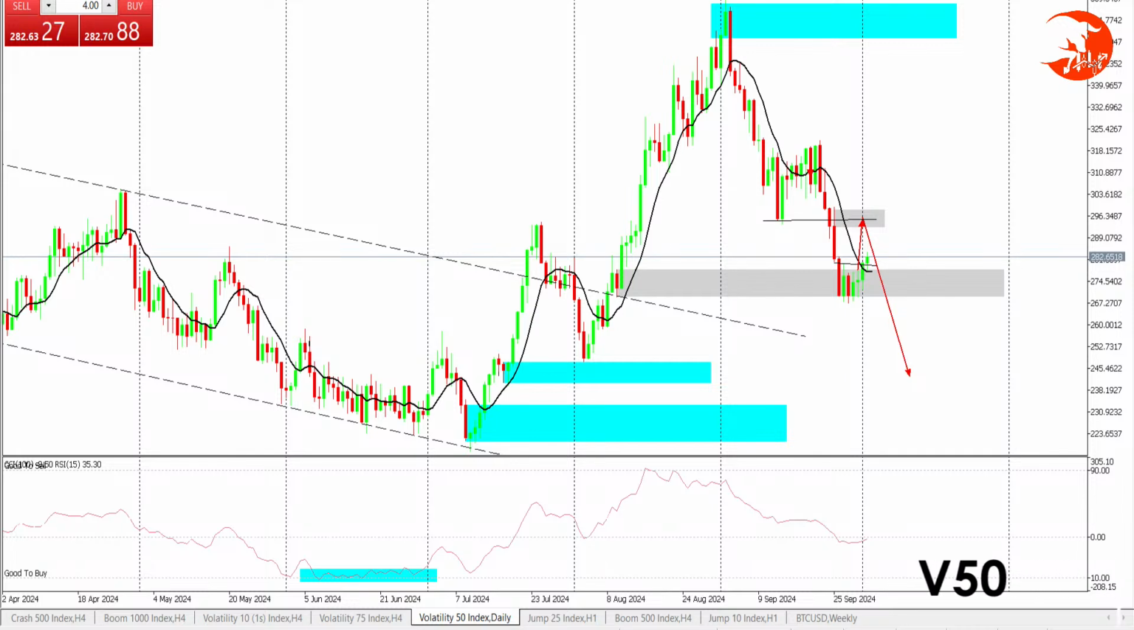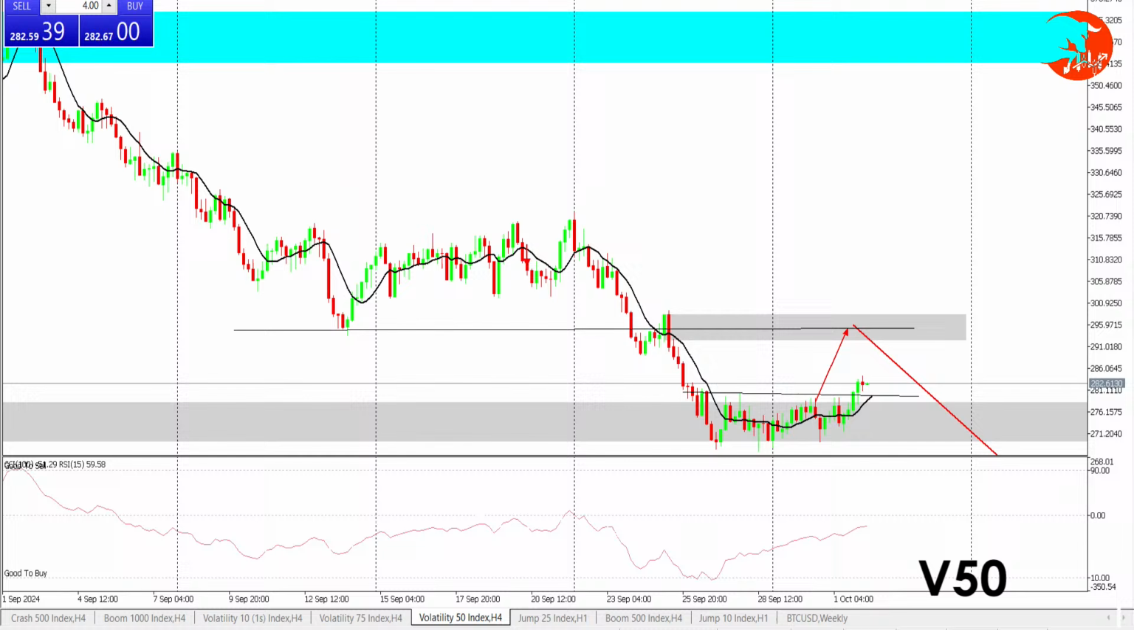So V50, we have what we've been waiting for, the breakout there. We've been waiting for that breakout, and currently the retest candle has happened there. So it's just 11, so I have no excuse to make my entries here.